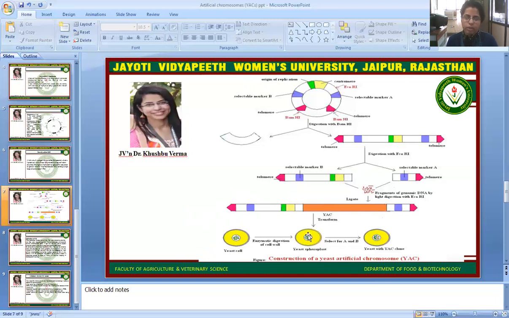Then this recombinant culture will be grown in selectable media having selectable marker constituents. Only yeast cells having the recombinant vector can grow, because they have both selectable markers A and B, and non-recombinant cells will not survive on that selectable media. So that's how the recombinant vector will be produced and transformed into the yeast cell, and then a selection of transformed yeast cells will be done.